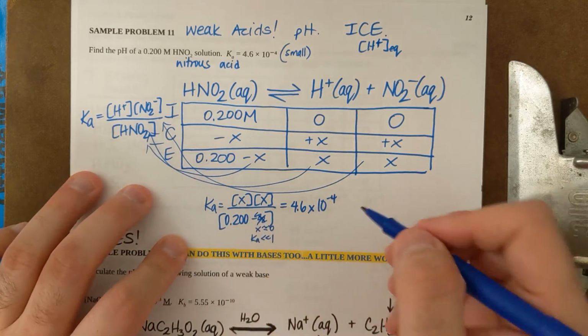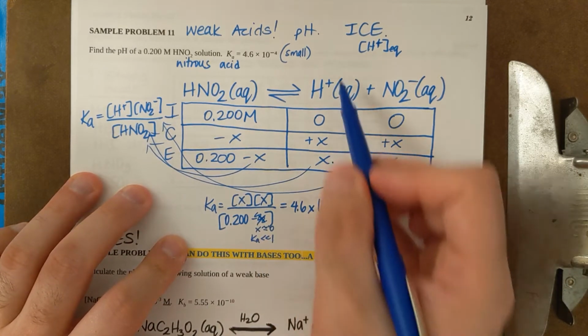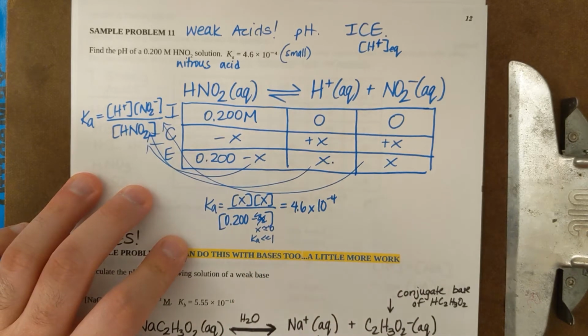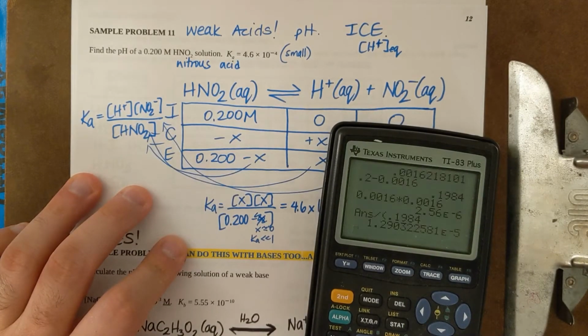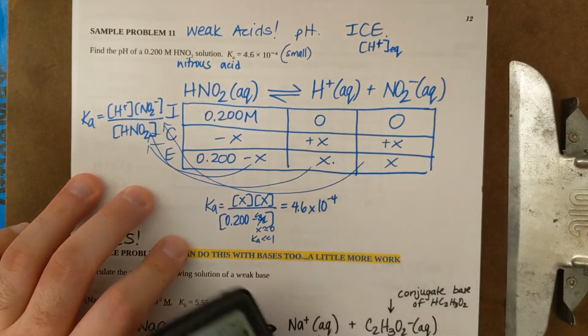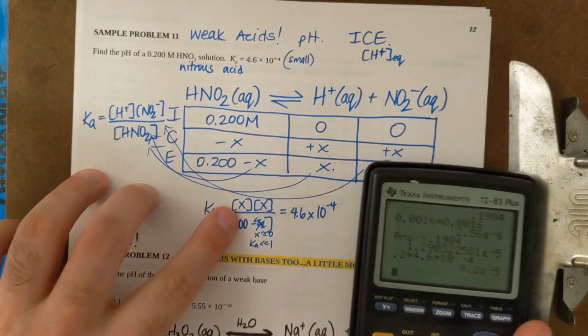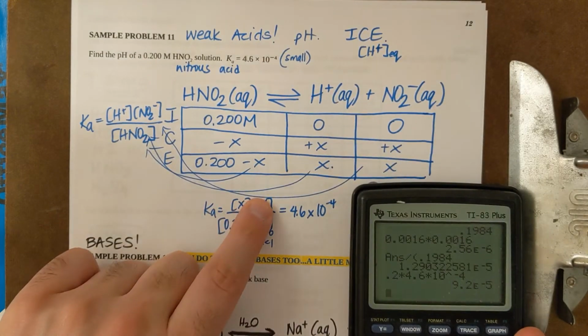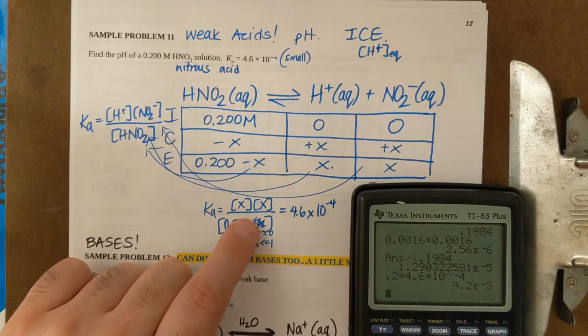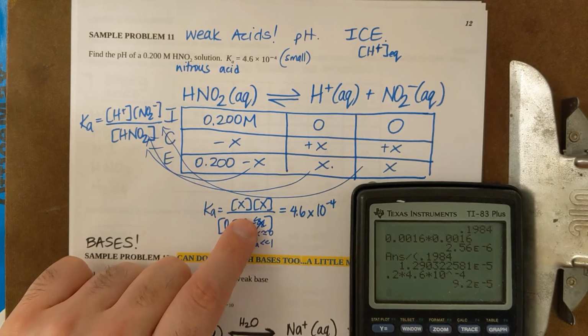So now if I want to solve for X, and X gives me my concentration of H plus at equilibrium, I'm going to multiply 0.2 times 4.6 times 10 to the minus fourth. I multiply 0.2 times that. And then that's going to give me X times X, which is X squared, equals this number, 9.2 times 10 to the minus fifth. And so now I got to do the square root of both sides.